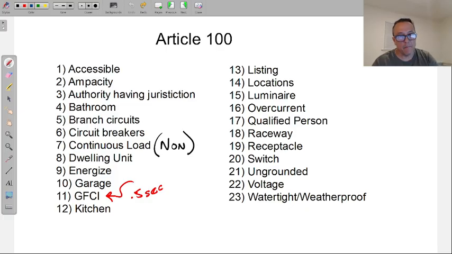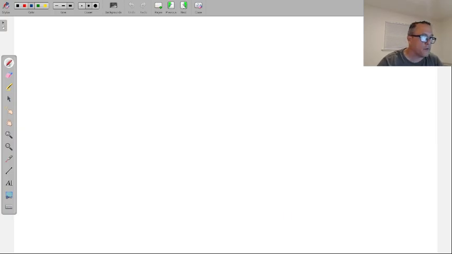It is rated in amps. Remember what I said, everything electrical, no matter what it is, is going to have an amp rating. And it is capable of interrupting. What do they mean by interrupting? Draw a symbol for a switch here.